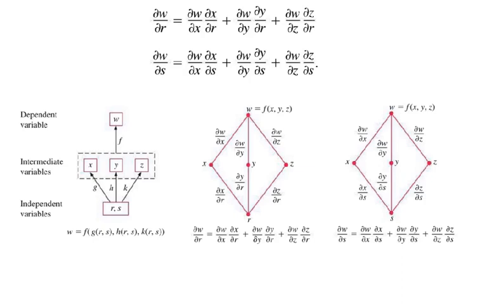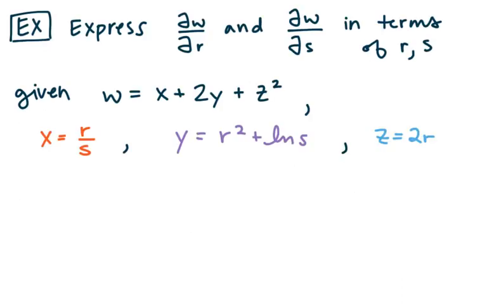For the next problem, we're going to work an example on this next slide. We are going to find the partial of w with respect to r and the partial of w with respect to s. Each needs to be in terms of r and s respectively. So w is a function of three variables, and each of these three intermediate variables is a function of two independent variables. We've got r over s, r squared plus ln s, and 2r.